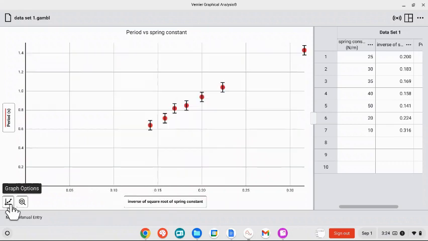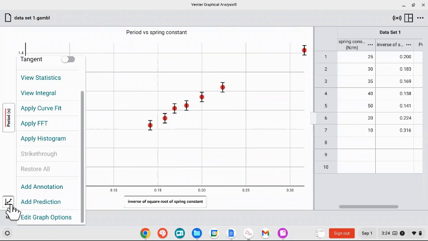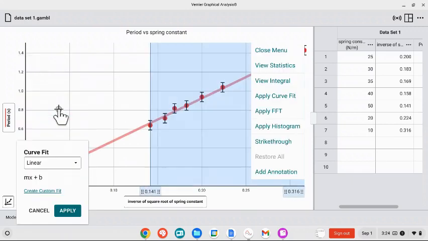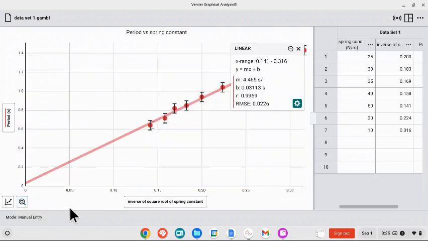All right, so I'm going to look back at our inverse of the square root data. And now, you guessed it, friends, I'm going to put a linear fit in here. So I'm going to go back here and apply a curve fit, and I'm going to apply a linear fit. Look at that slope. 4.465. So now I can write my equation of the line using my period and inverse of the square root of the spring constant.